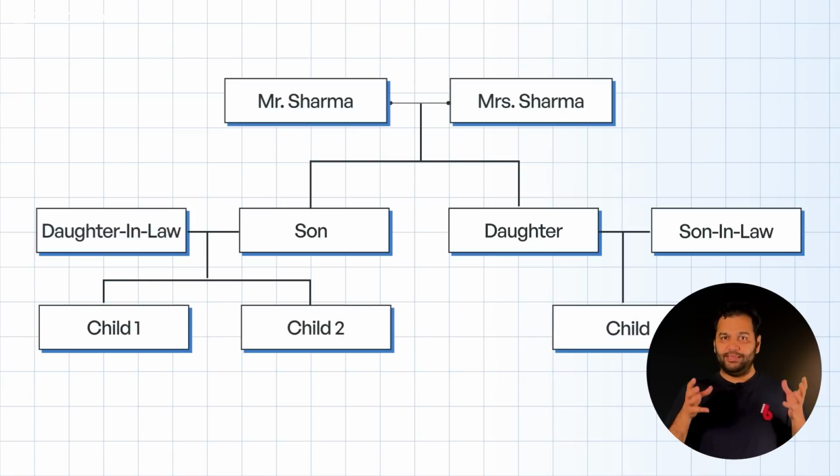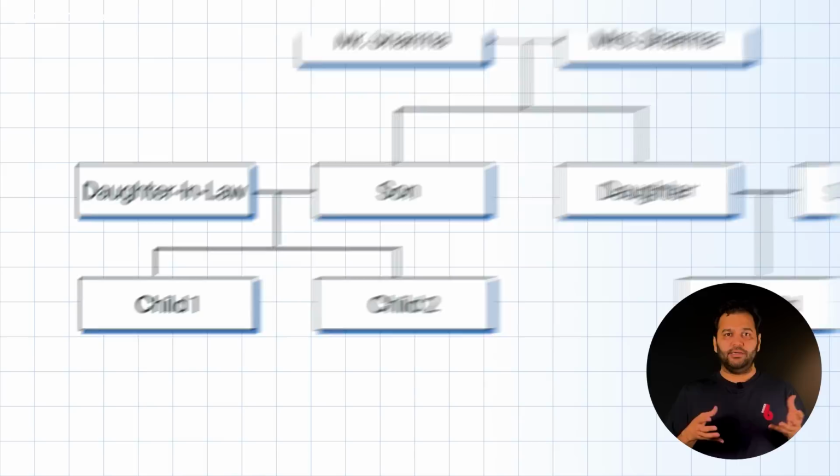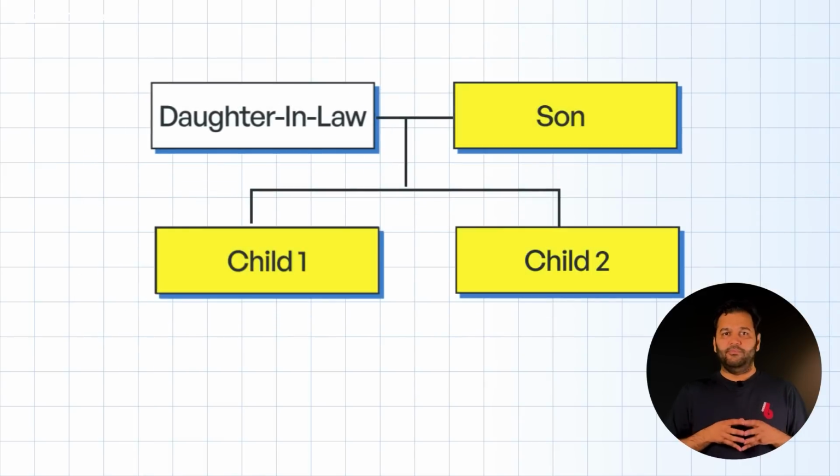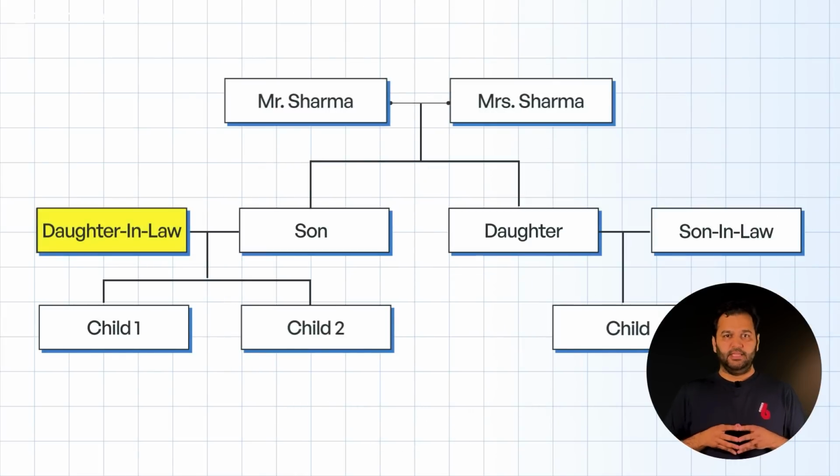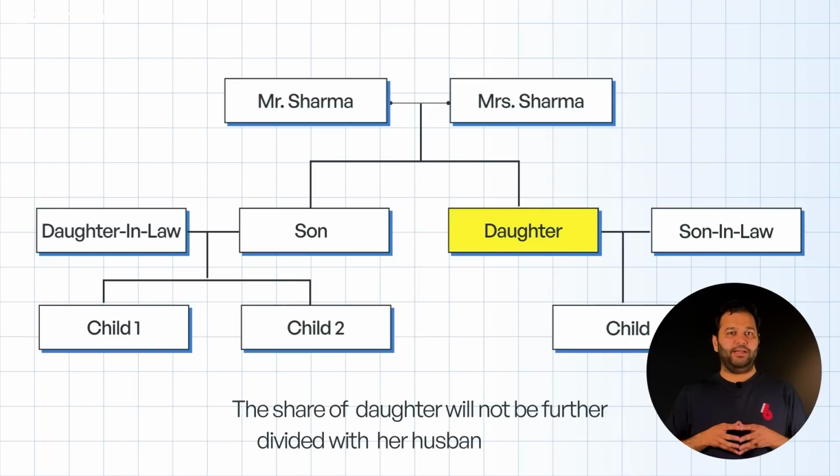Now, Mr. Sharma's children will share their inheritance equally with their grandchildren. Therefore, Sharma ji ka beta, along with his 2 children, will collectively own a 1/4 share in the HUF. However, individually, they will each possess 1/12 share in the HUF. It is important to note that daughter-in-laws are not entitled to a direct share in the HUF. Additionally, the husband and children of the daughter do not receive any share in the HUF. Therefore, the share of Sharma ji ki beti will not be further divided with her husband or her children.